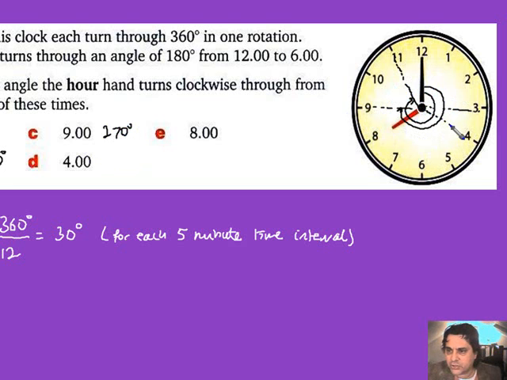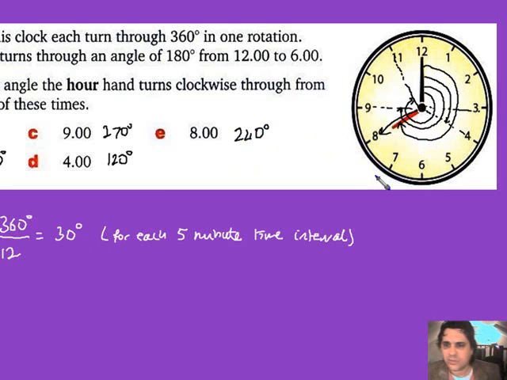Now 4 o'clock, that's that one. It goes around here. We've got 1, 2, 3, 4 sections of 5-minute blocks. So that's going to be 4 lots of 30, 120 degrees. And from 12 to 8 o'clock, so from 12 to the 8 goes across here. We want all that little bit there. So 1, 2, 3, 4, 5, 6, 7, 8. 8 times 30, 240 degrees. Okay, not too bad, is it?